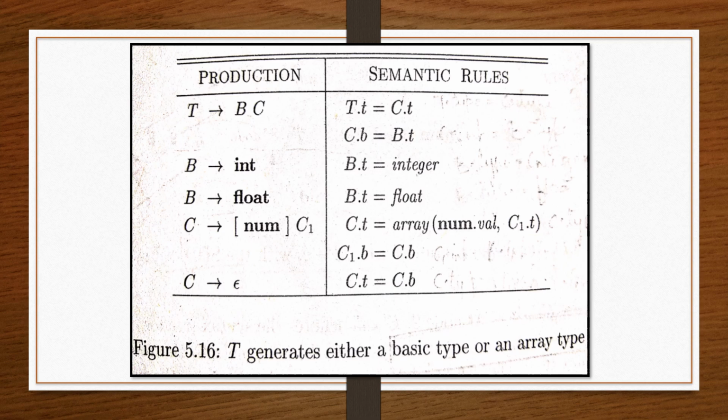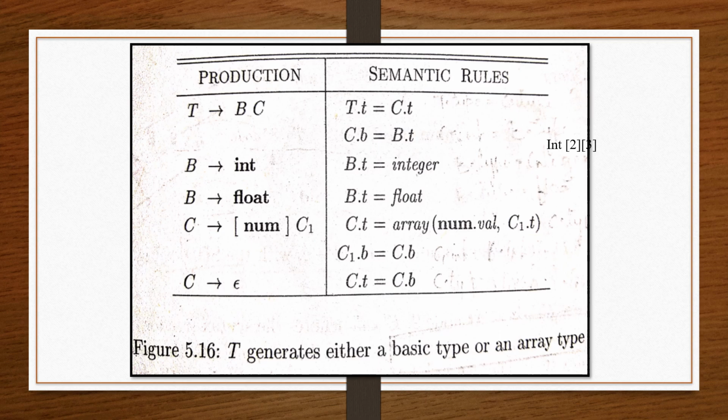Now let us consider one more grammar, basic type or an array type. In C, the type int of 2 of 3. What is the meaning actually? Array of 2, array of 3 integer. The corresponding type expression, array of 2, comma, array of 3, comma, integer is represented. I'll show you that in the next slide. But look at the grammar.